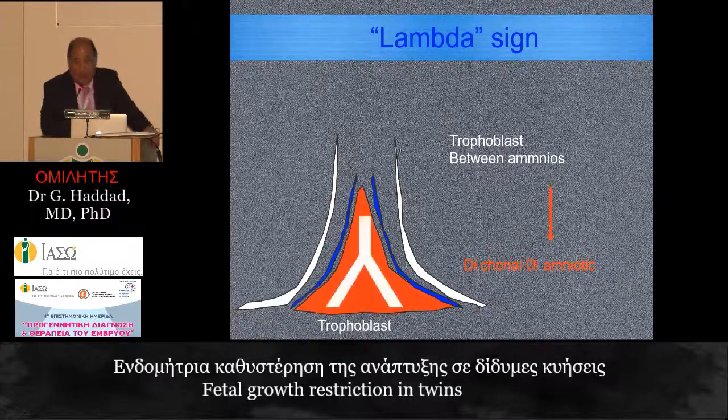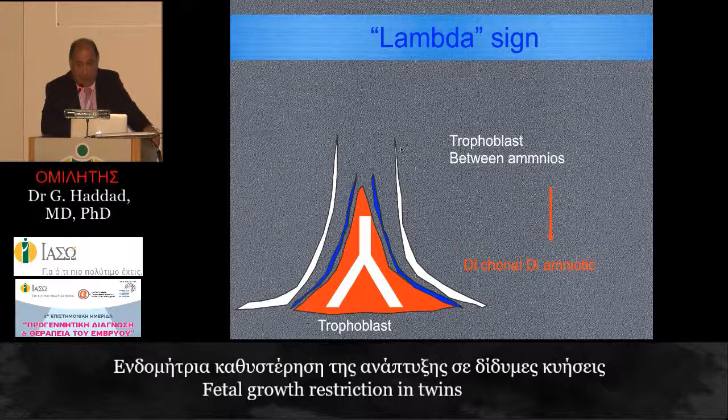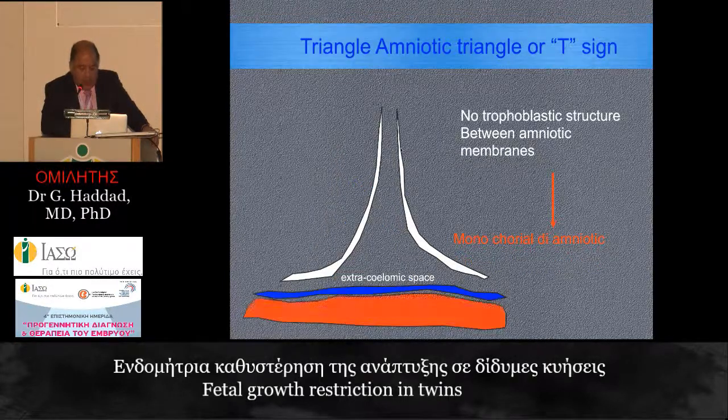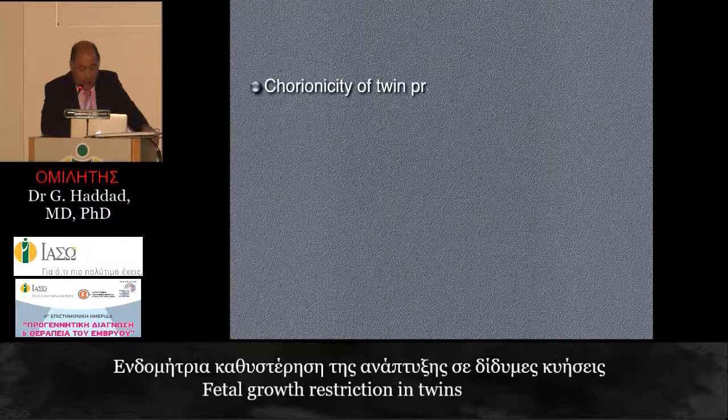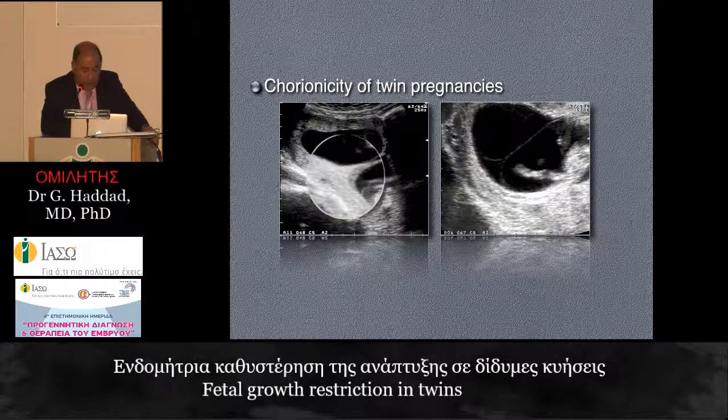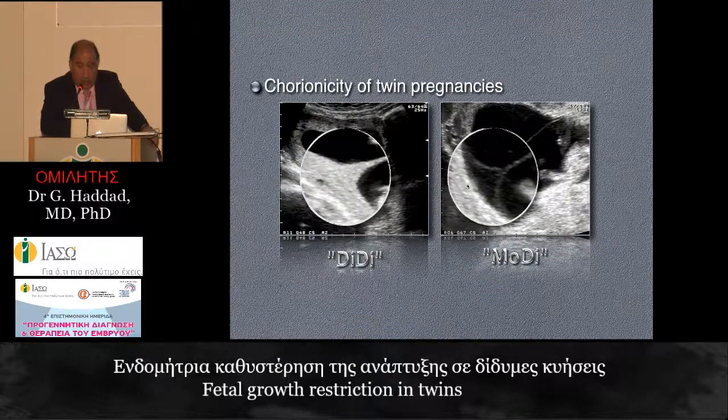So the difference between, you have to have the lambda sign in first trimester. This is very, very important. Lambda sign has been described by Roger Bessis, one of the past presidents of the French College. And you see here very quickly the difference between a di-di and a mono-di.